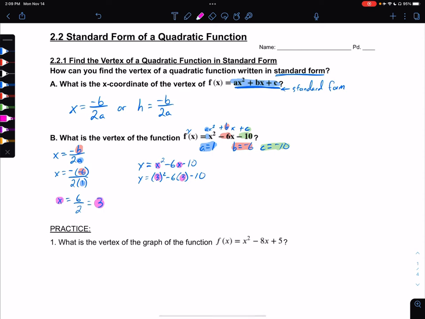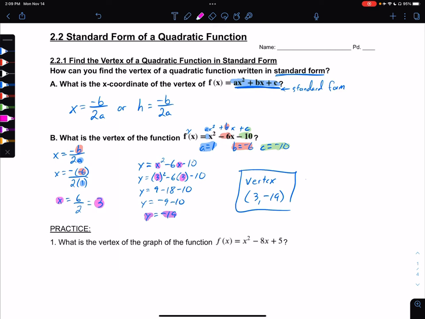I mention it quite frequently, but I always recommend using parentheses when substituting. So y equals 9 minus 18 minus 10. 9 minus 18 would be negative 9. And then negative 9 minus 10 is negative 19. So we now have our y value. So the vertex is going to be our x and y values. So vertex is going to be 3 and negative 19. And that will be our solution.